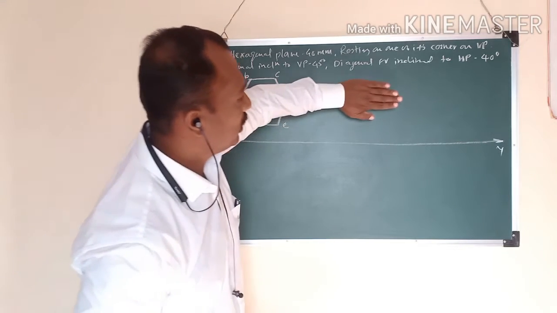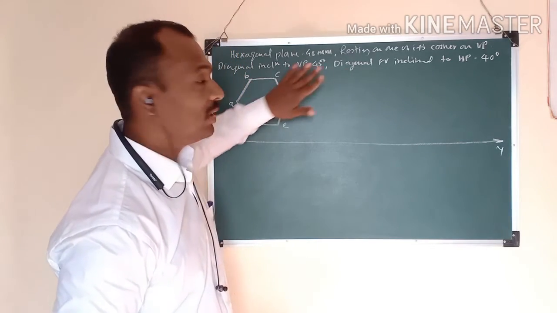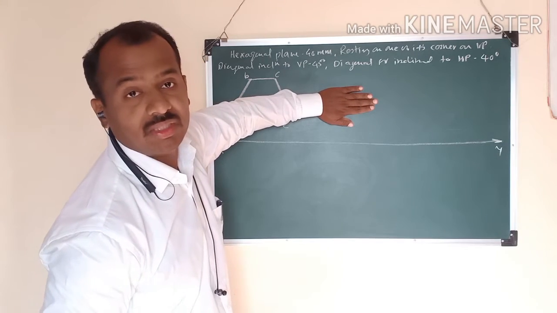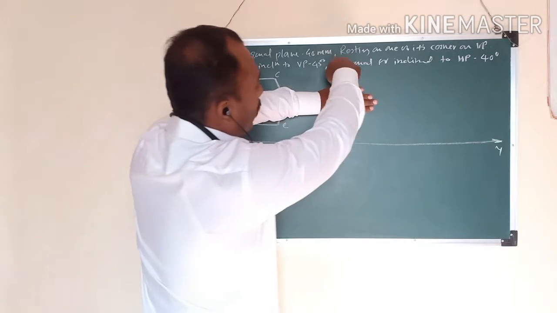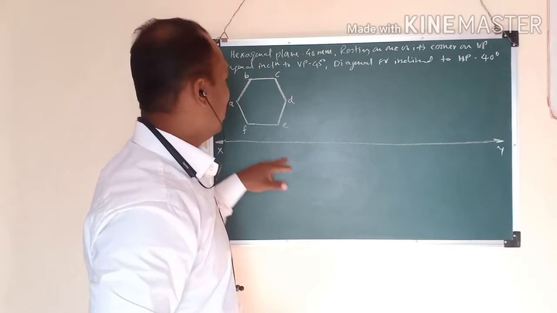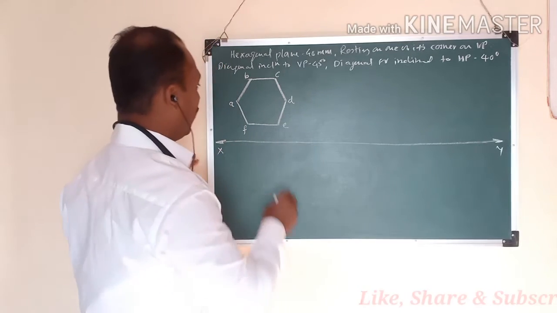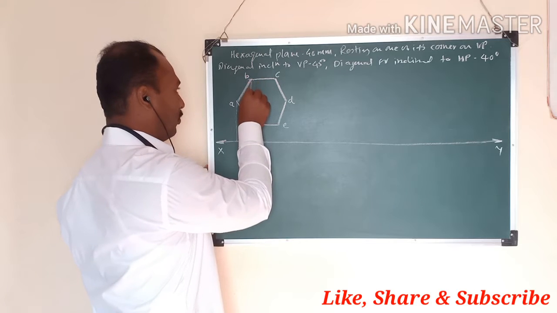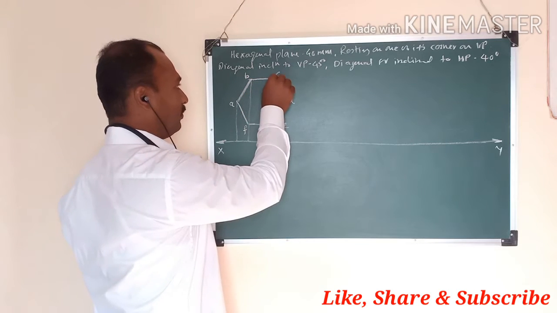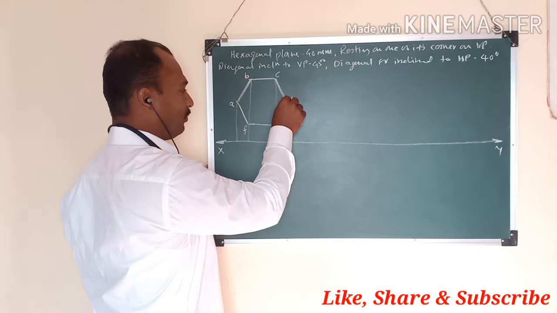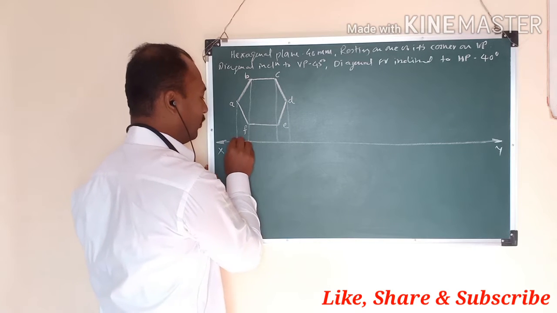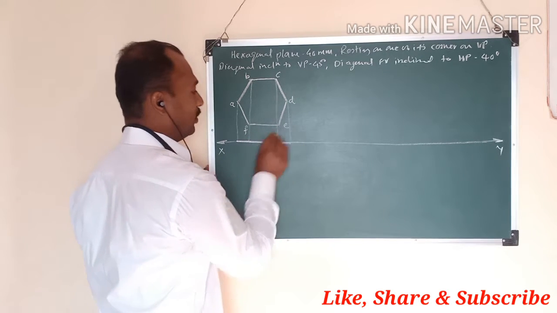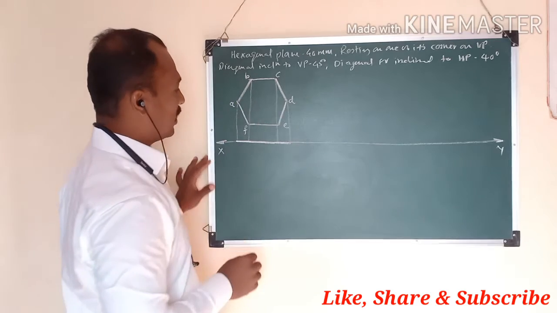In the first step we consider that it is resting on the VP. VP पे consider कर रहे हैं कि रेस्ट हो रहा है. तो इसका टॉप व्यू क्या आएगा? एज व्यू आएगा. And that edge will be on the XY line. So take all this projection in the top view like this, and draw your edge. ये edge आ गया. Now assign the point names to this.